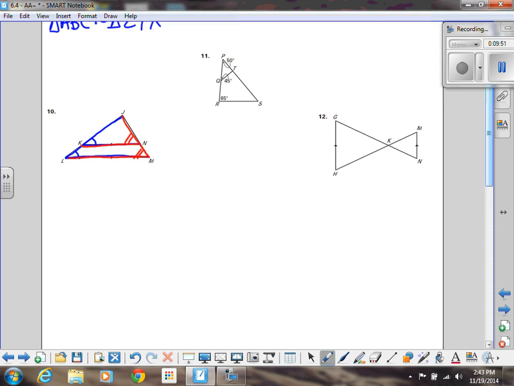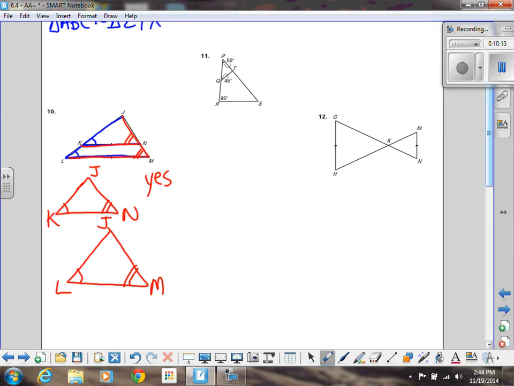So what I really have is this smaller triangle on top. That's JKN with those two angles congruent. And I have that larger triangle, which is JML, and those also have those same angles marked congruent. So these are indeed similar. So I'm going to say that triangle JKN is similar to triangle JLM.